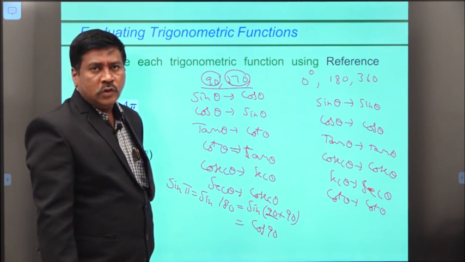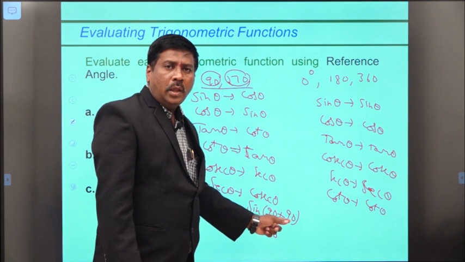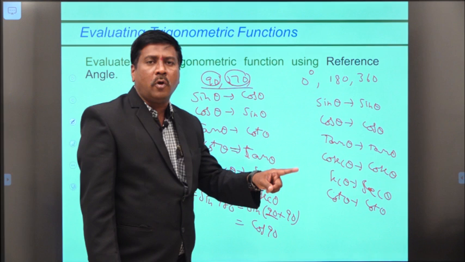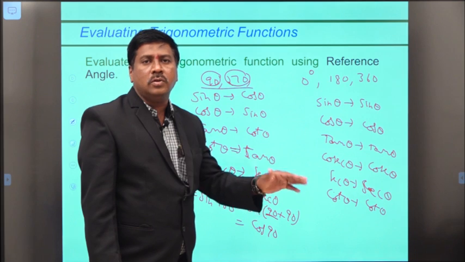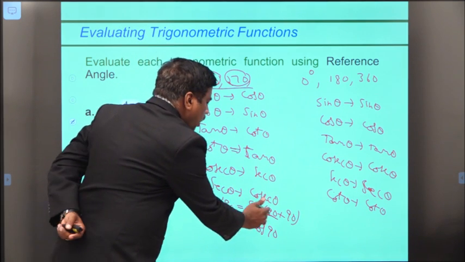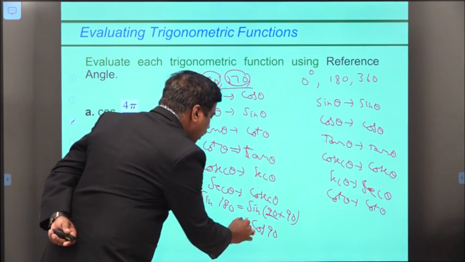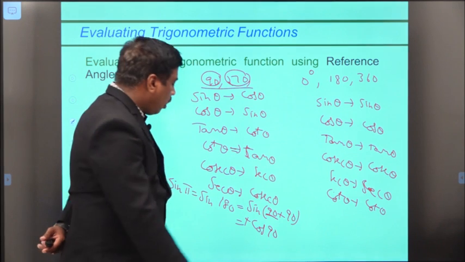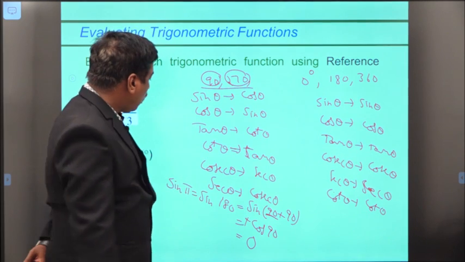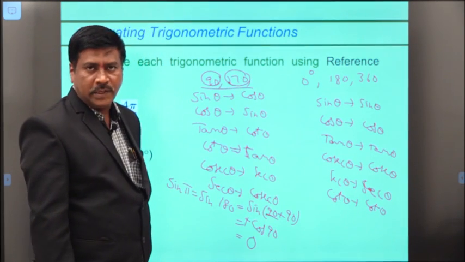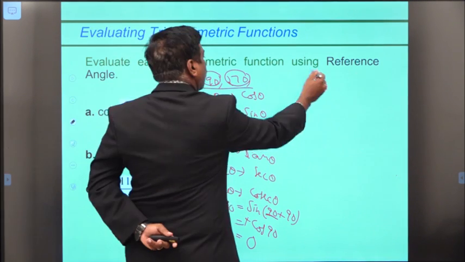This is 90 plus theta, which is the second quadrant. In the second quadrant, sine and its reciprocal are positive, and all the other ratios are negative. Here we have a sine value, and in the second quadrant sine is positive, so it is cos 90. Cos 90 value is 0, so you get the value of sin pi equal to 0.